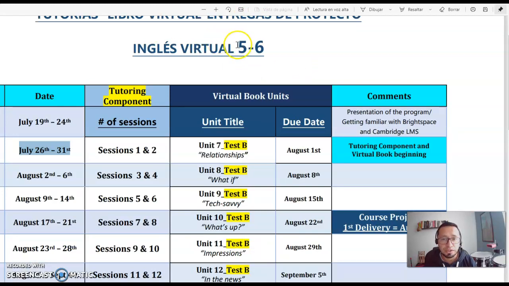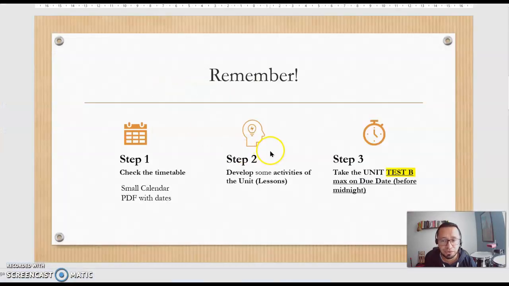For a dual course in which you are coursing two levels in one semester, you have to work every week on one unit, okay? And the due date for you to finish the unit 7 or taking the test B is August the 1st. Well, I will continue with the presentation for you to understand a little bit better. Check the small calendar, I will show you in a moment. And the PDF that I sent you with the dates is in Brightspace, okay?